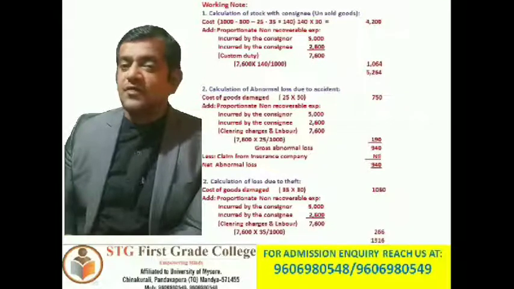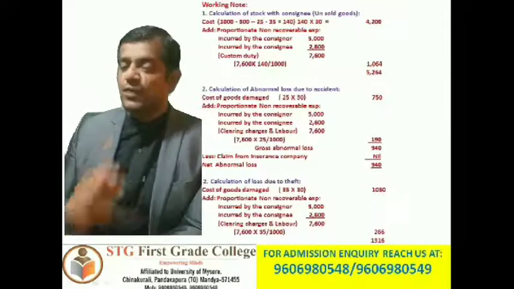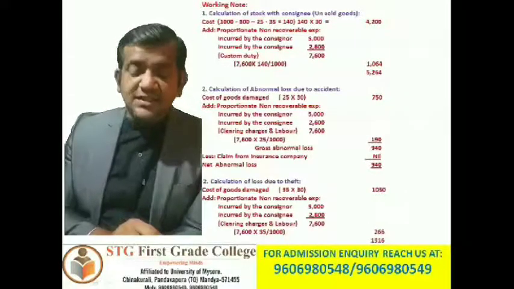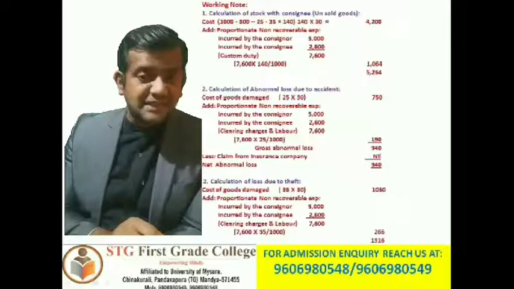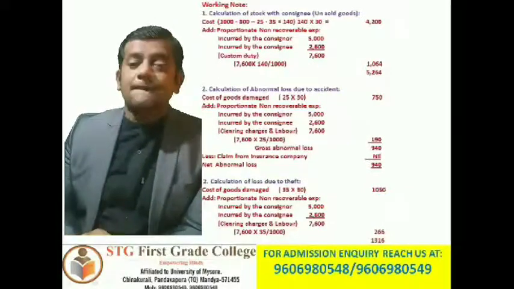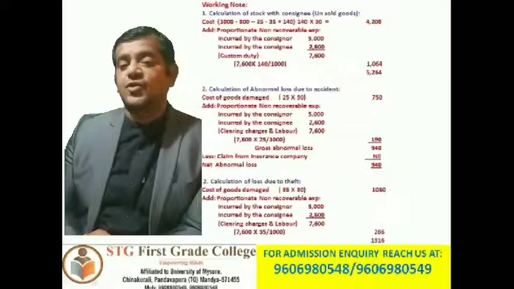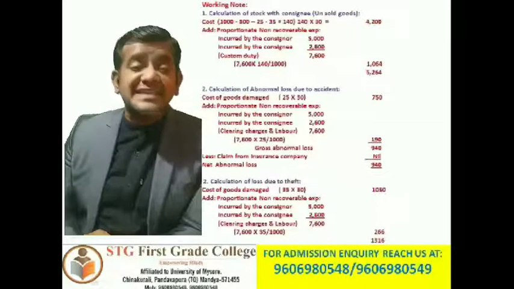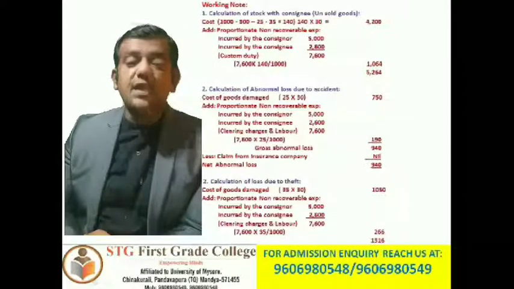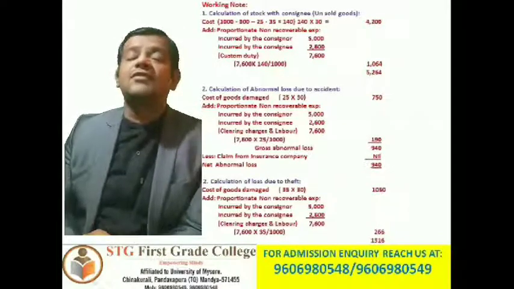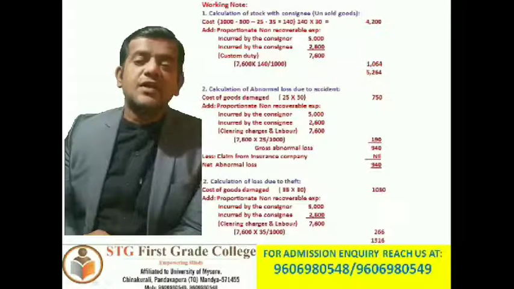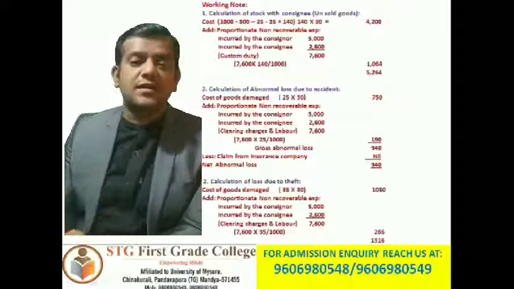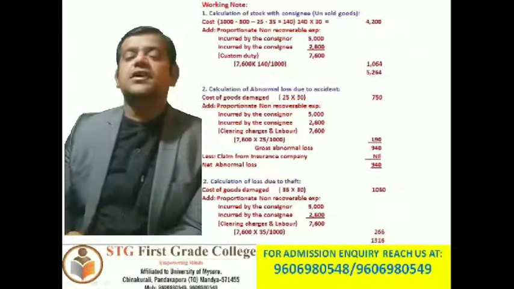What is the number of goods consigned at the beginning? 1,000. Put it in a bracket. 1,000 minus how many tins have been sold? 800 tins have been sold, so deduct it. Minus 25 tins. What is this 25 tins? 25 tins which met with an accident. Then we have 35 tins which is theft. Somebody robbed it, somebody has taken it over. Clear? So theft is 35 tins.